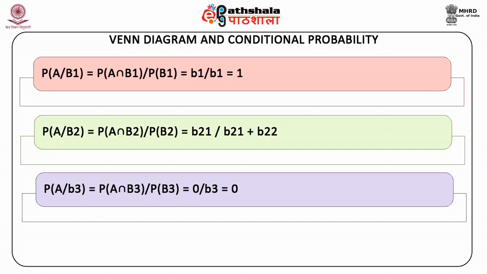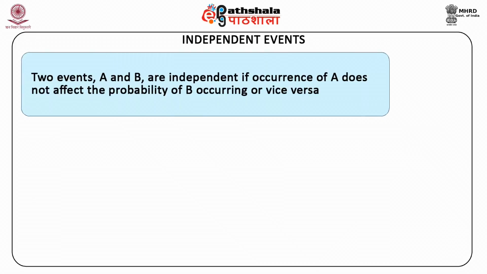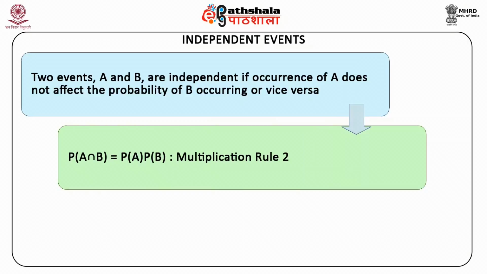Thus, we can see that as the condition of given events changes, the probability of event A also changes. Further, we shall understand the meaning of independent events. Two events A and B are independent if occurrence of A does not affect the probability of B occurring or vice versa. Probability of A intersection B is then equal to probability of A into probability of B.